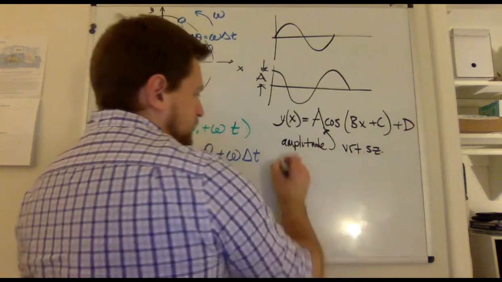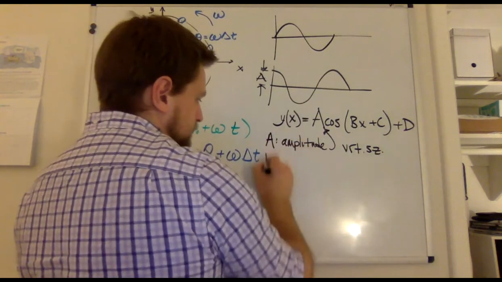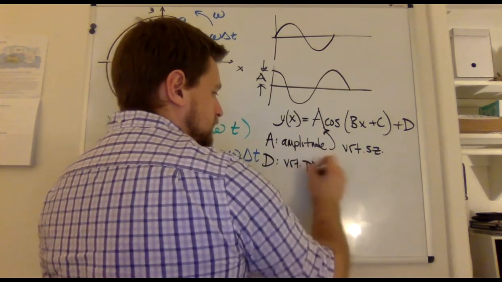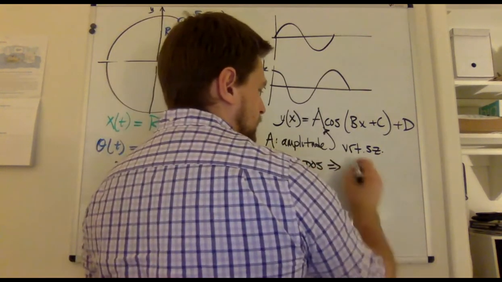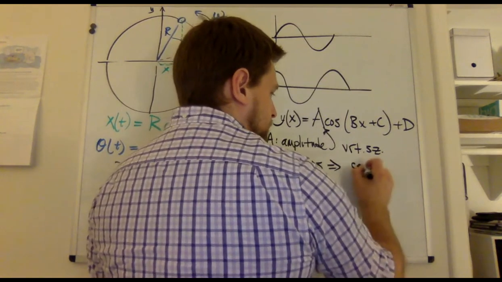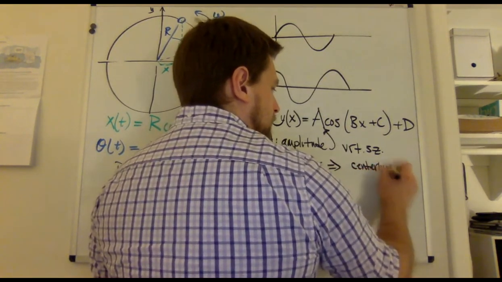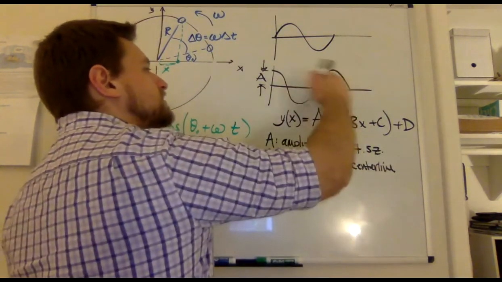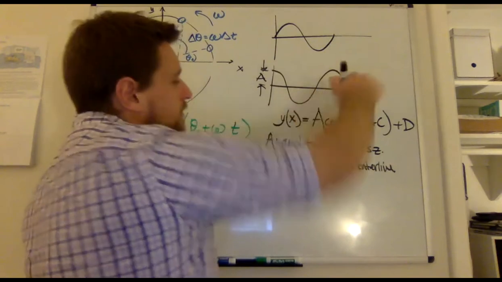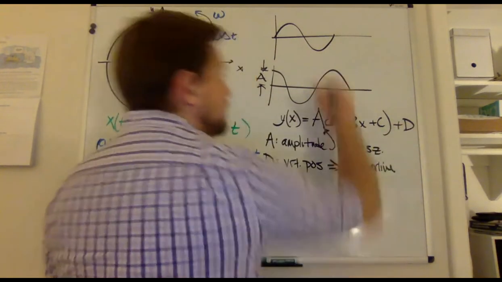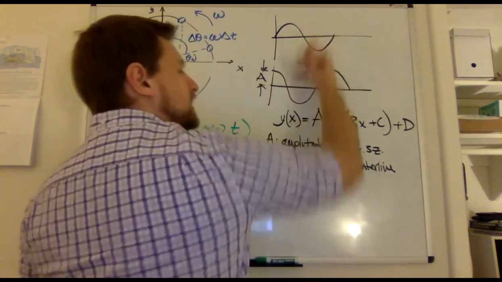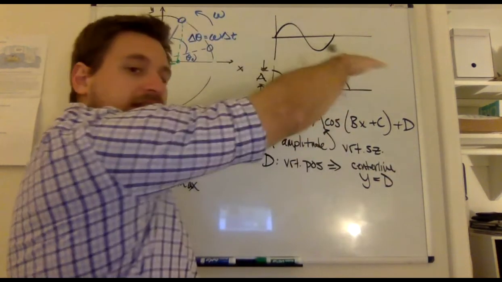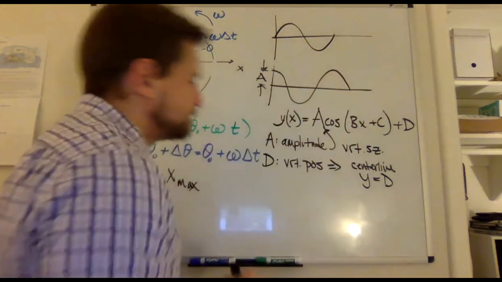Parameter d handles the vertical position. Our sine and cosine functions are symmetric about that center line. If we change parameter d, then we move the center line up or down the page. So it puts the center line at the line y equals d, and then we oscillate above or below that.